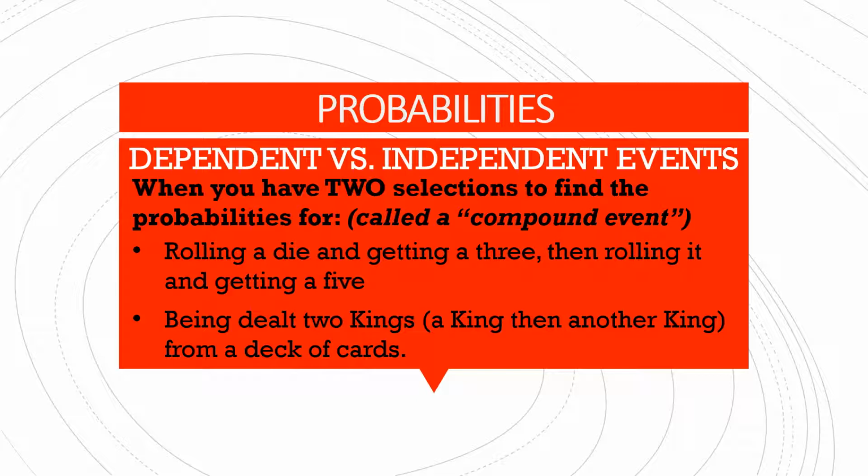Good examples of this are when you roll a die and get a 3, and then you roll another die and you get a 5. Or the dealer is dealing two cards to you, they deal you a king and then they deal you another king. Or they deal you one card and then a second card from a deck of cards. Both of those examples have two selections going on, and they're called compound events. And these compound events are either independent or dependent.